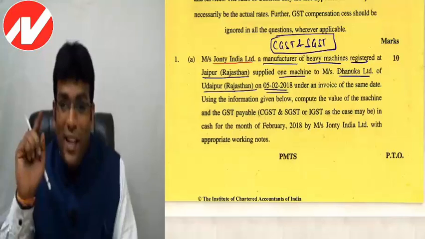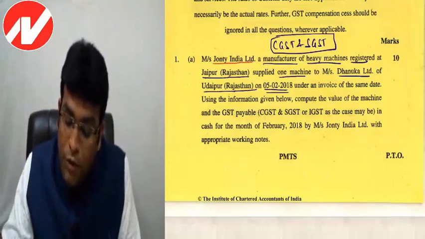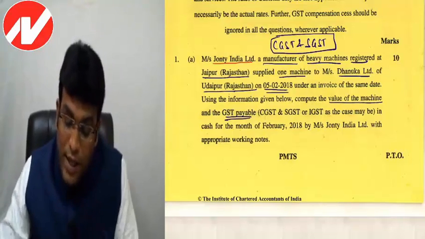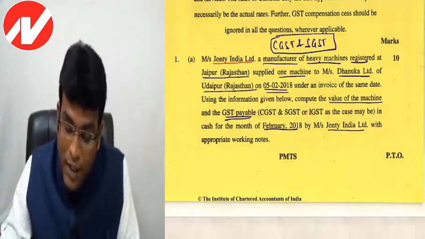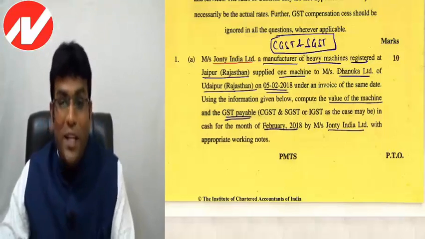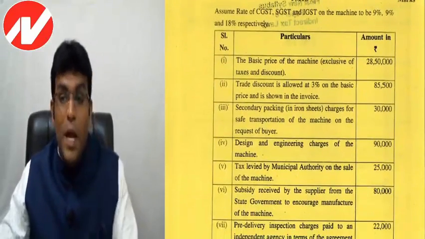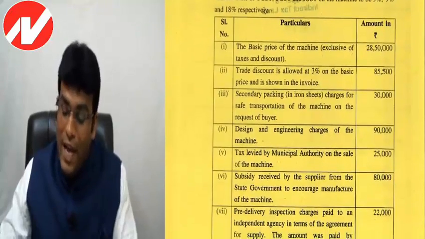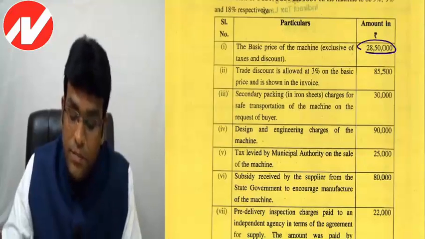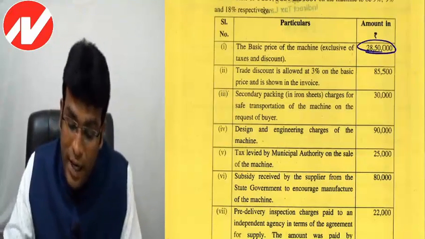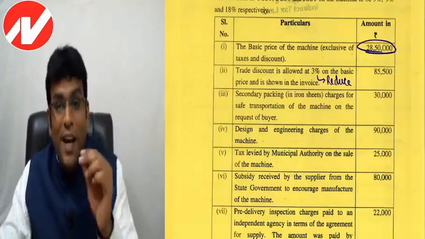See now, under an invoice on the same date, using information given below, compute the value of the machine and also the GST payable in cash for the month of February by John T. India Limited with appropriate working notes. Come on, see the question. Let's see that. Basic price of the machine 28,50,000. That is what we will start with. Then trade discount at 3% of basic price. What will we do, sir? Trade discount is always reduced.